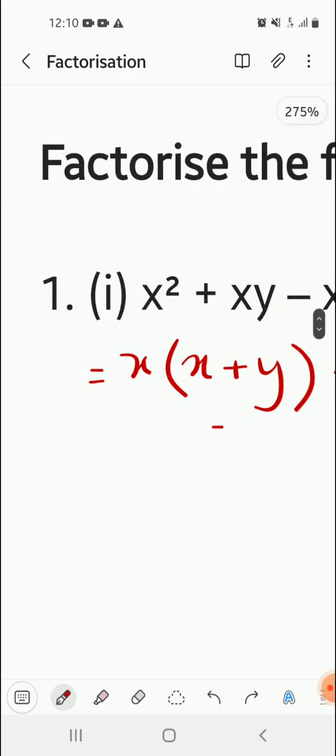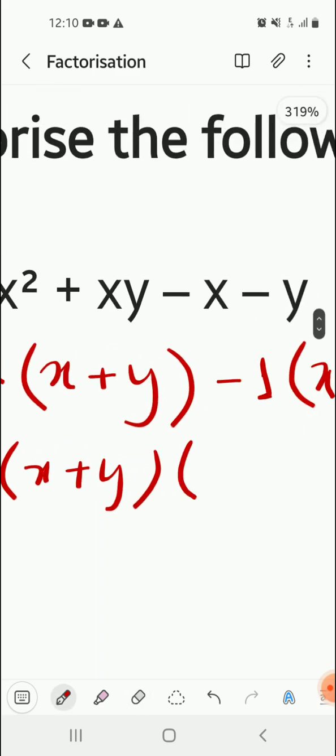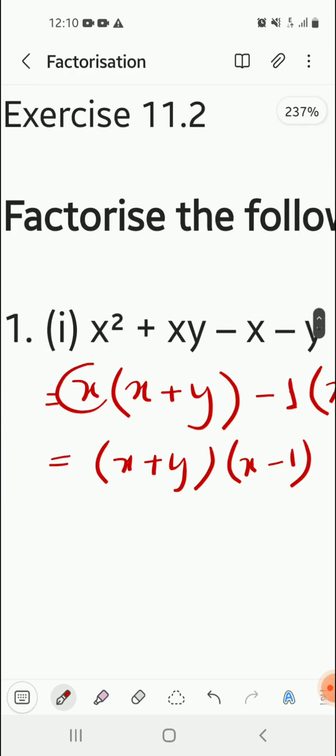We'll take minus 1 as a factor. So here x plus y repeats itself, so we are going to write x plus y, and whatever we are left with, that is x minus 1 over here, x and minus 1.